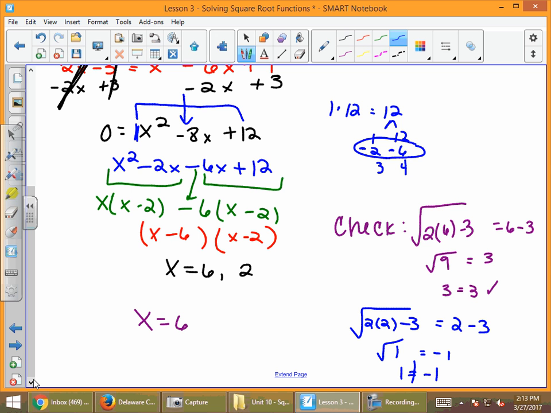You got 1 does not equal negative 1. So does that mean x can equal 2? No, so you have to state that. Okay? That's why it's important to check. You have to check for those extraneous solutions, the ones that don't work when you plug them back in. Okay? Question.